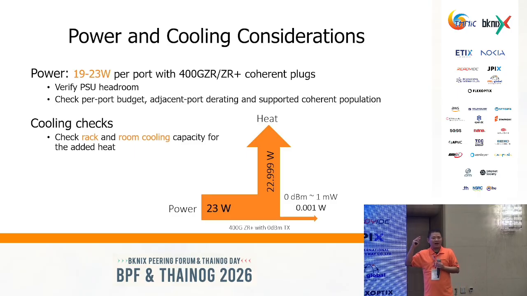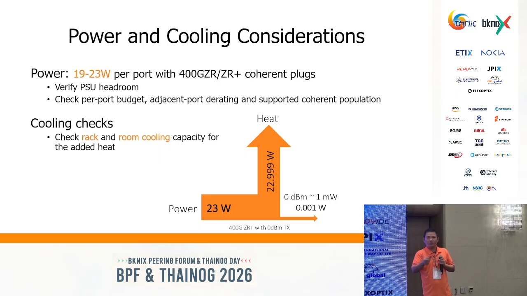99.99% of the power that I consume is consumed by the DSP and lost as heat, right? So that becomes a major problem. And remember, this one plug only goes into one port. So if you have 30 ports or 36 ports, you might need to consider, do I want to populate all the ports, or do I want to play with alternate ports?